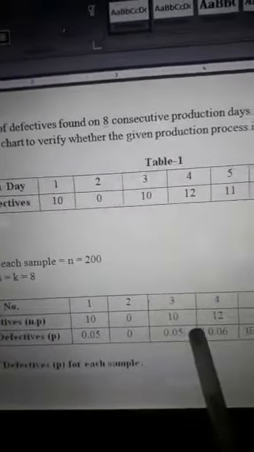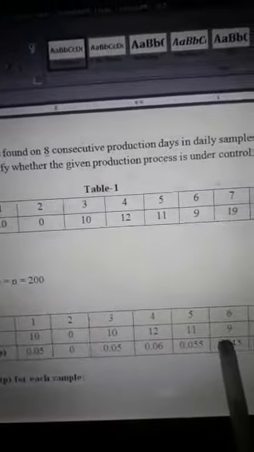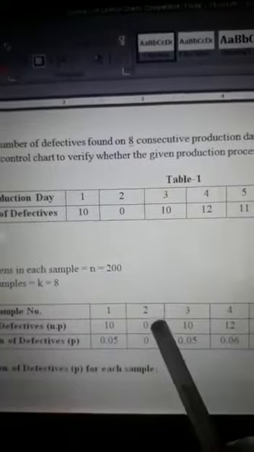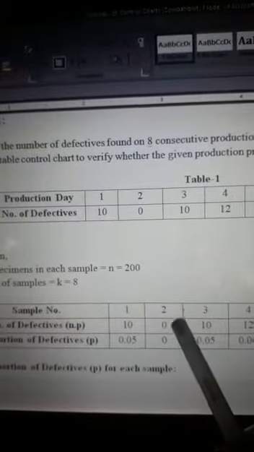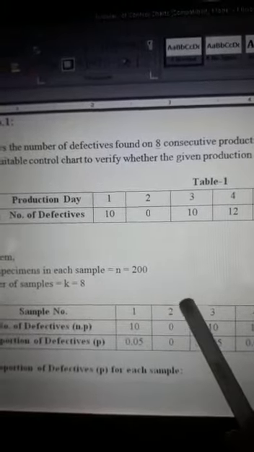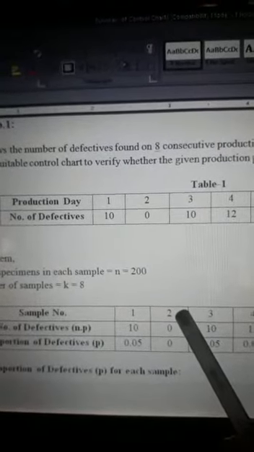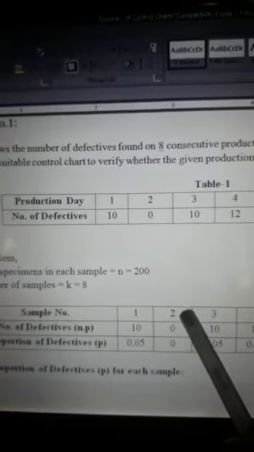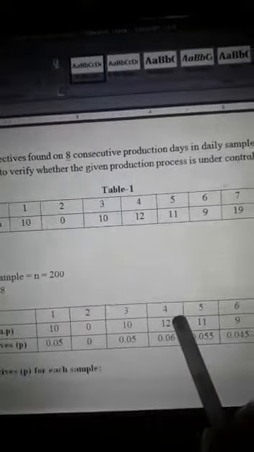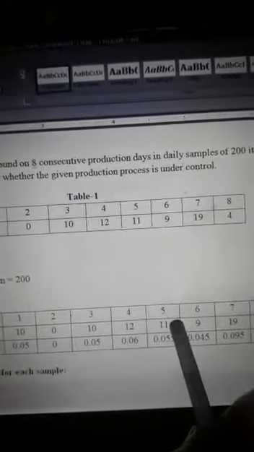We have found the value of p for all other samples in the same way. For example, for sample number 2, I have divided the np value, that is 0, by the total number of specimens present in this sample, which is the sample size n, 200. 0 by 200 is 0. Similarly, 10 divided by 200 is 0.05, 12 divided by 200 is 0.06, 11 divided by 200 is 0.055, and so on.